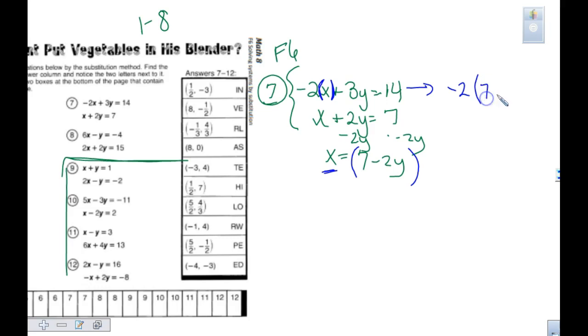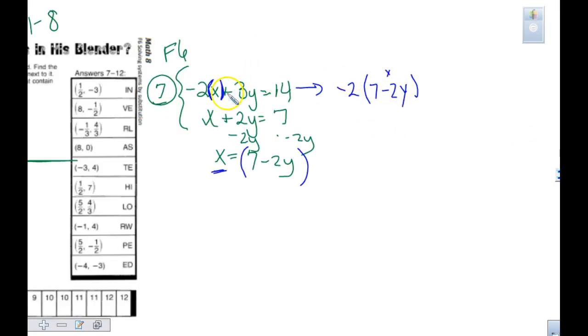If you've done number 7, awesome. You can be working on something else. If not, you should be writing this one down. So 7 minus 2y, because that's where my x was, right? I'm going to continue with, right behind the -2x was a plus 3y equals 14.